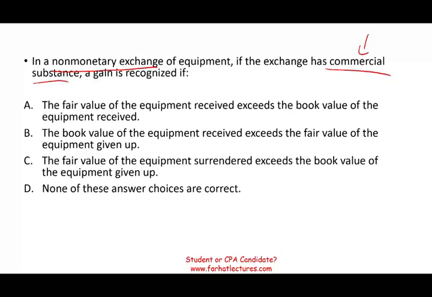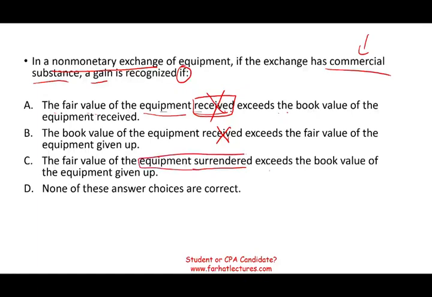So if the transaction has commercial substance, a gain is recognized if what? Well, let's take a look. If the fair value of the equipment received exceeds the book value of the equipment received. Now, when you determine the gain or the loss, you don't look at the asset received. You determine the gain or the loss based on the asset that you gave up. So this is incorrect. Once I see received, it doesn't matter. The gain or loss is determined based on the asset you're giving up. The fair value of the equipment surrendered exceeds the book value of the equipment given up. Yes, basically, it's the fair value.